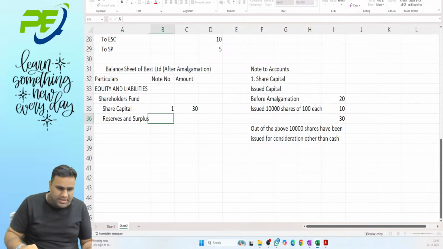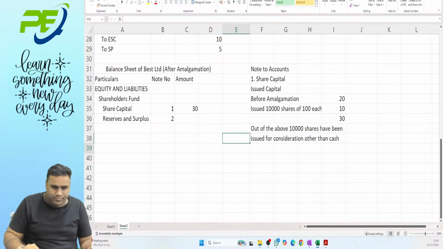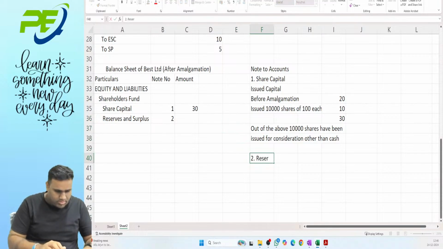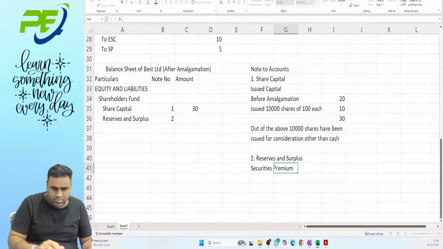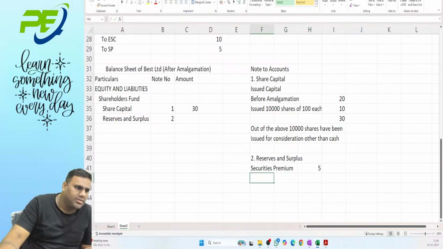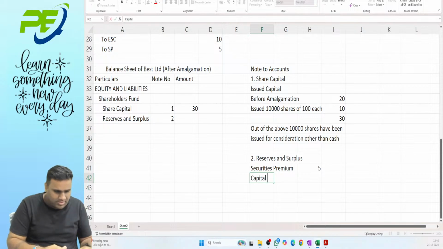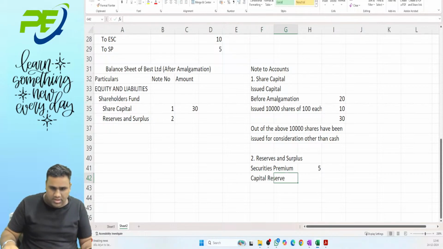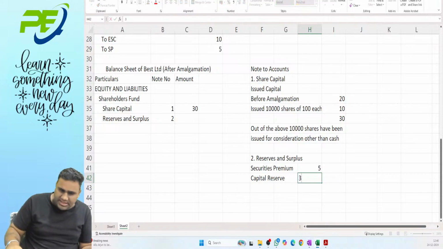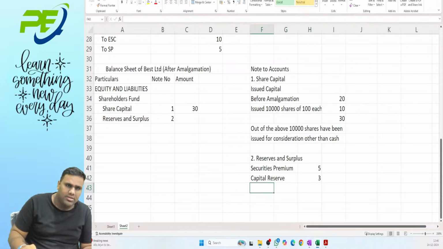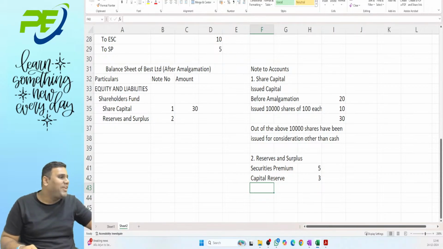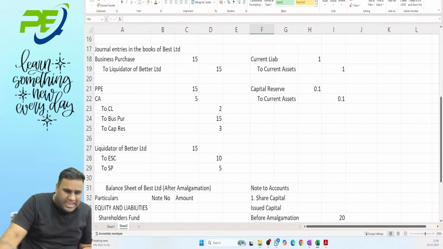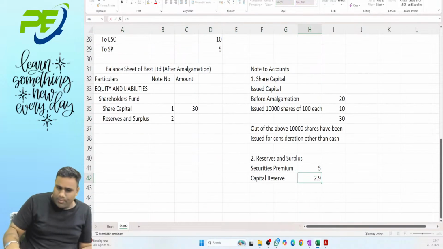Reserves and surplus. Note number 2. Reserves and surplus. So securities premium 5. Then capital reserve. Very good. How much? 3. Capital reserve is 3. Then, very good, 10,000 we have subtracted also. See, capital reserve is 3. We have reduced 0.1. So it will be 2.9.